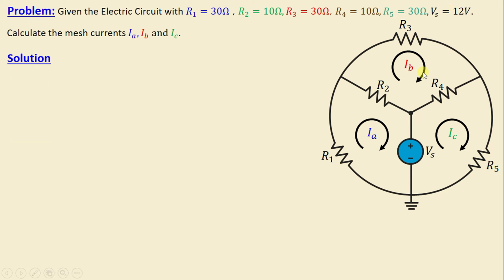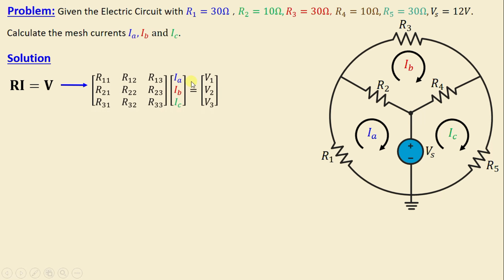We can observe in these circuits that only resistors and independent voltage sources are present. The mesh current equations can be obtained by inspection when a linear resistive circuit contains only independent voltage sources. Those mesh current equations can be expressed in matrix form as follows: R multiplied by I is equal to V, where R is given by this matrix, I is the vector given by IA, IB, IC, and V is a vector given by V1, V2, and V3.